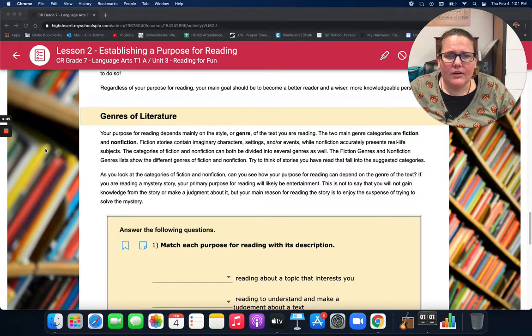As you look at the categories of fiction and nonfiction, you can see how your purpose for reading can depend on the genre of the text. Can you see how? If you're reading a mystery story, your primary purpose for reading will likely be entertainment. This is not to say that you will not gain knowledge from your story or make a judgment about it. But your main reason for reading the story is to enjoy the suspense of trying to solve the mystery.